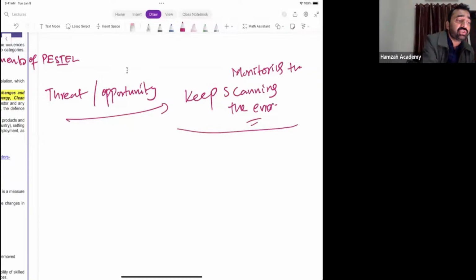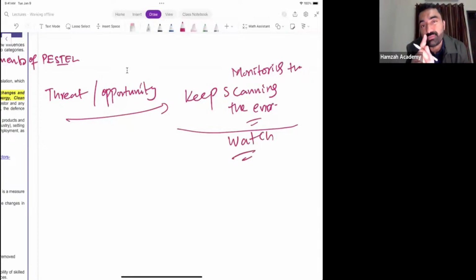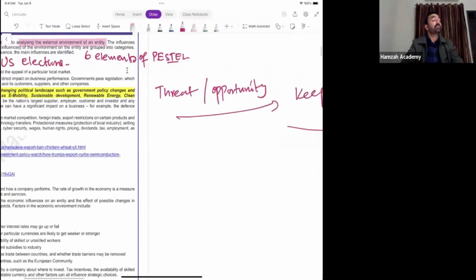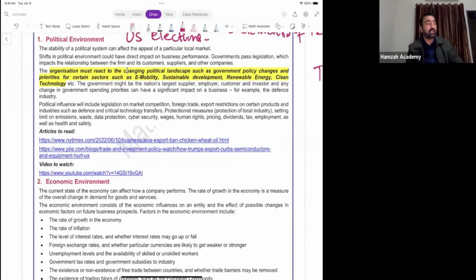Okay, so SBL questions, as I mentioned earlier, would not specify which model to use for a part of external analysis. The question might simply ask you to analyze the macro environment or external environment of the organization. It is up to you to identify which model is more suitable. So this is about the political landscape. I hope you understood.